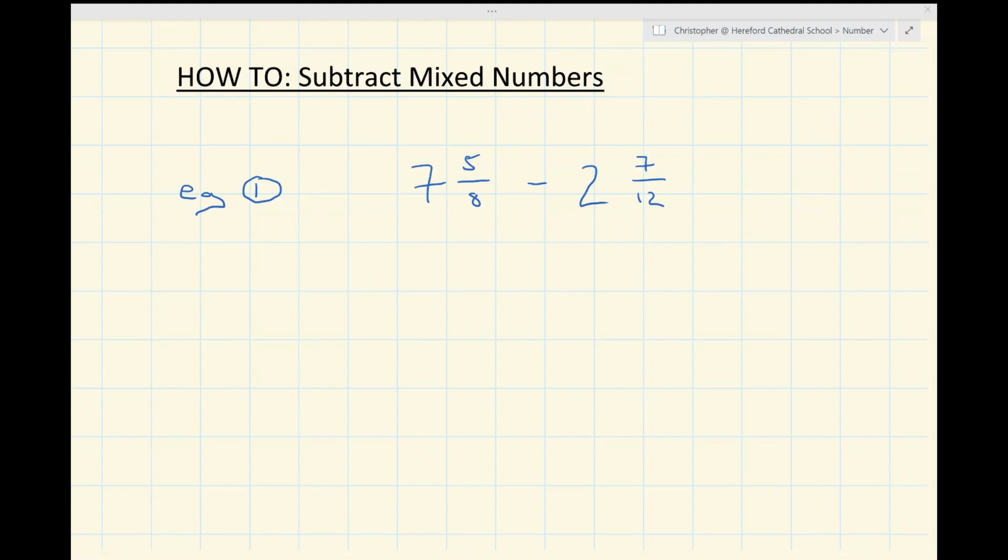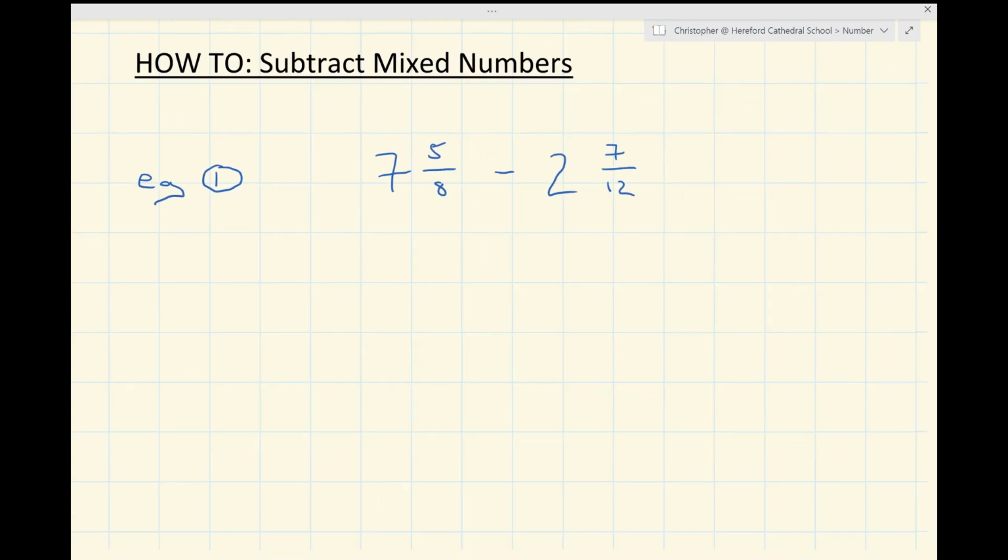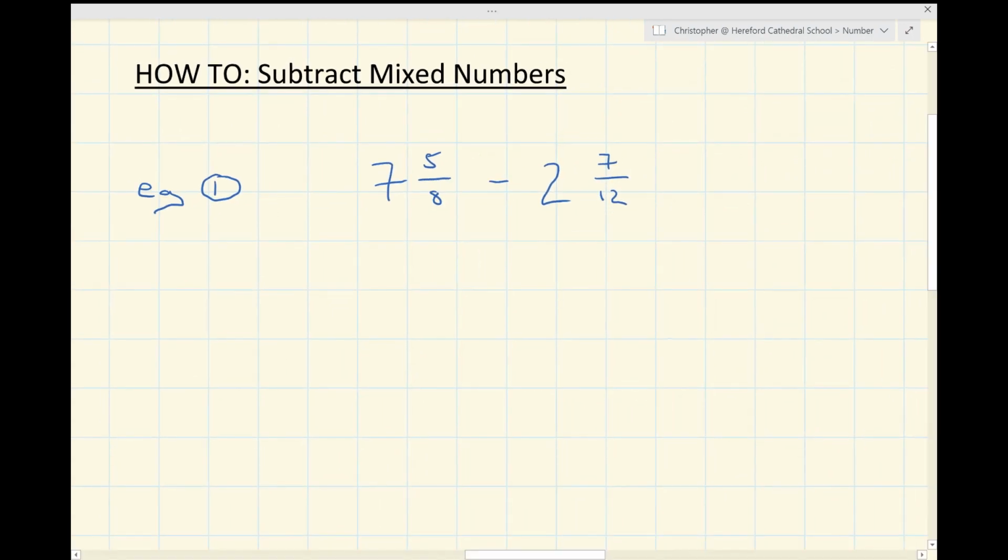Now we're moving on to how to subtract mixed numbers. I've covered these in the same film because they're pretty similar methods. Let's have a look at this example here. I've got 7 5/8 and I need to subtract 2 7/12. What I'm going to do is deal with these wholes first. I've got 7 take away 2, which is 5, of course. And now I've got 5/8 minus 7/12.